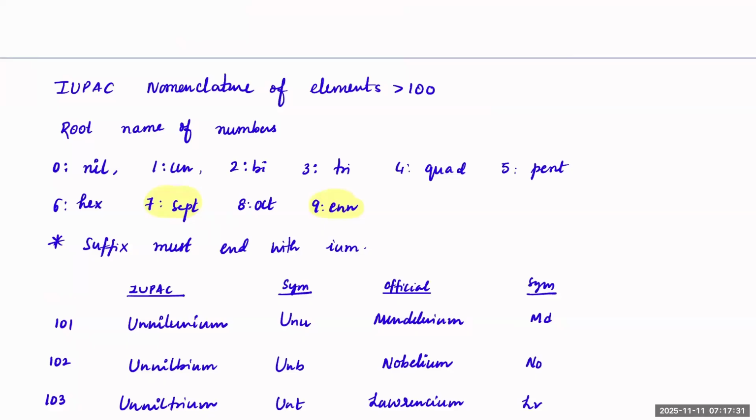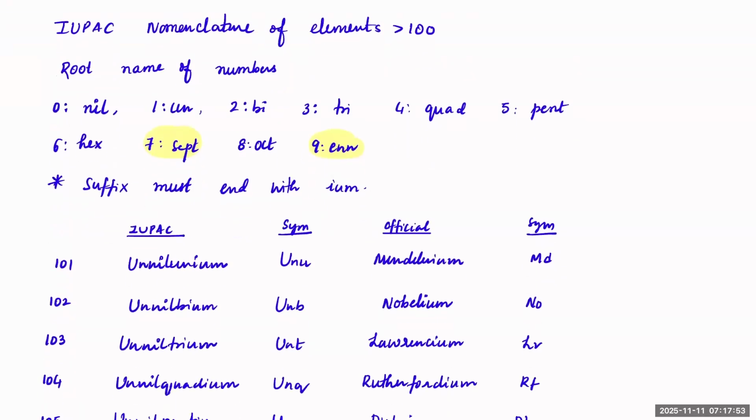Next, IUPAC nomenclature for atomic numbers greater than 100. What is the root name? For 0 to 9, we have: nil, un, bi, tri, quad, pent, hex, sept, oct, enn. Next, every name's suffix must end with ium. Got it?